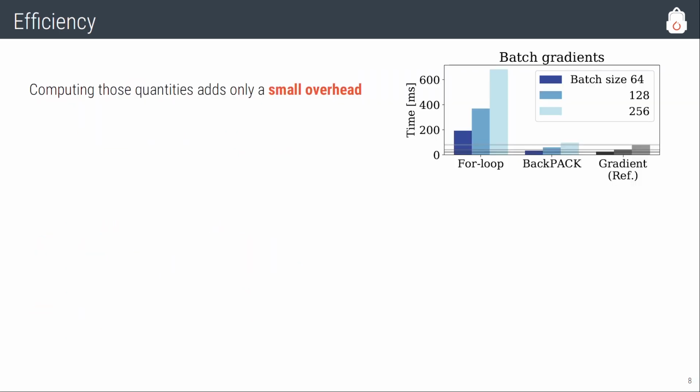Here is an impression on how Backpack performs in practice. Revisiting the example of individual gradients with a for loop, Backpack gets much closer to the performance of computing the overall gradient in one go with PyTorch. Compared to a for loop approach, there's almost no overhead.